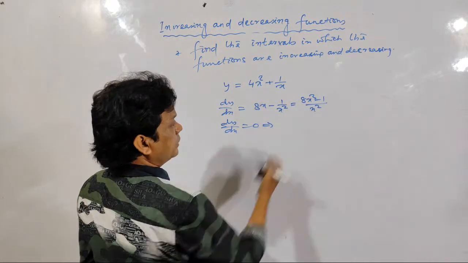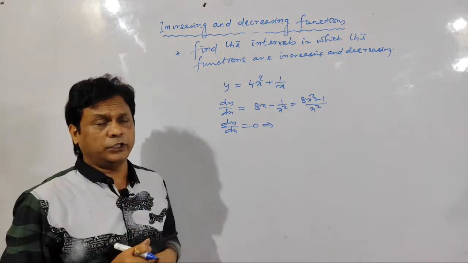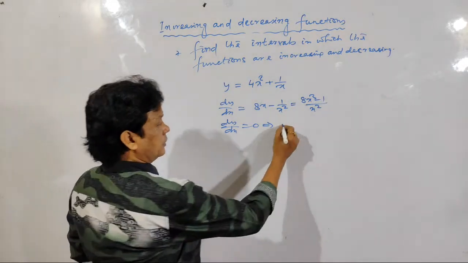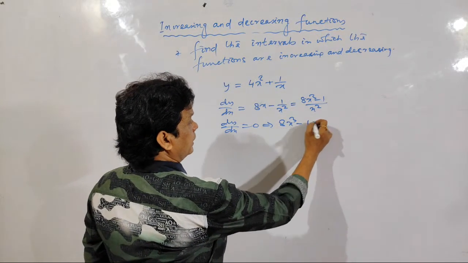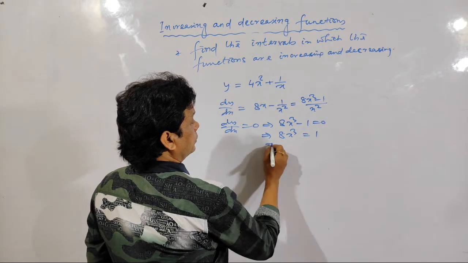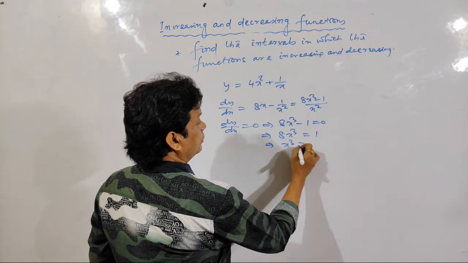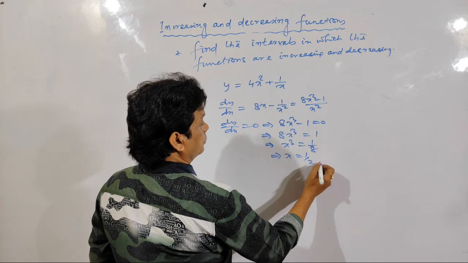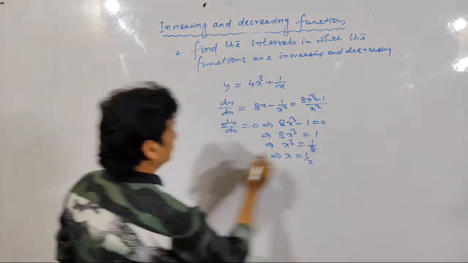So p by q is equal to 0 means p is 0. Already I have told you. Clear? So 8x cube minus 1 equal to 0. That means 8x cube is equal to 1. So x cube is equal to 1 by 8. Implies x is equal to 1 by 2. So draw the number line.